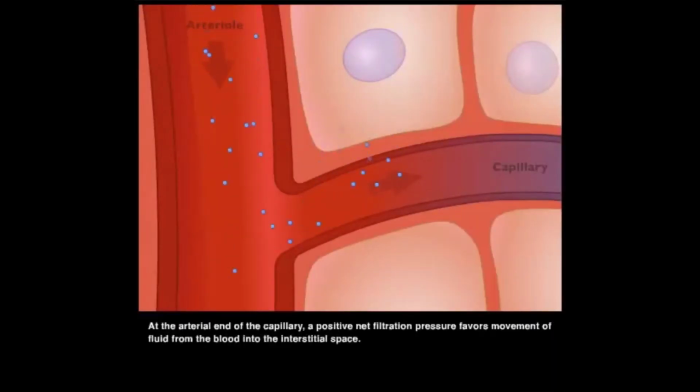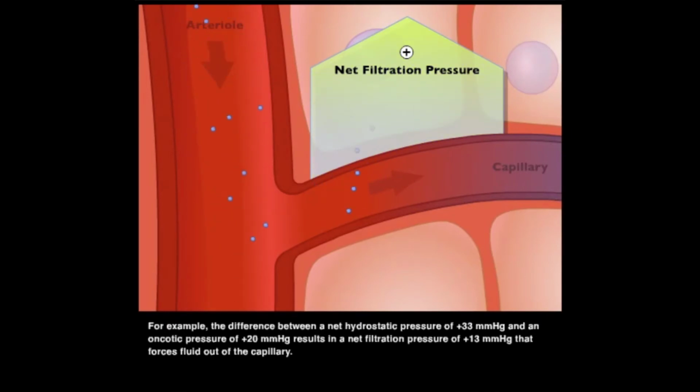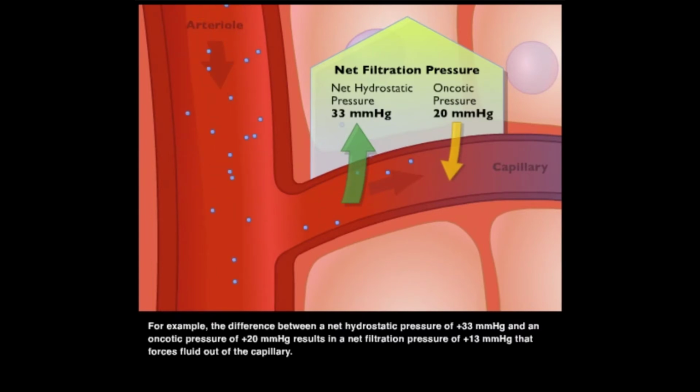At the arterial end of the capillary, a positive net filtration pressure favors movement of fluid from the blood into the interstitial space. For example, the difference between a net hydrostatic pressure of 33 mm Hg and an oncotic pressure of 20 mm Hg results in a net filtration pressure of 13 mm Hg that forces fluid out of the capillary.